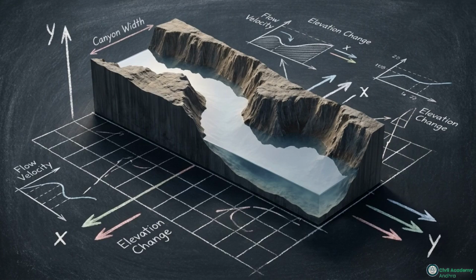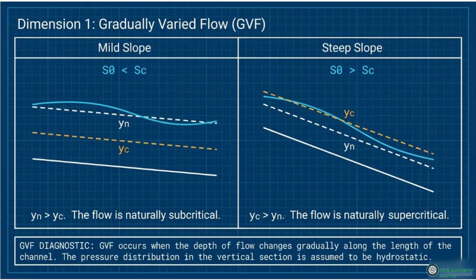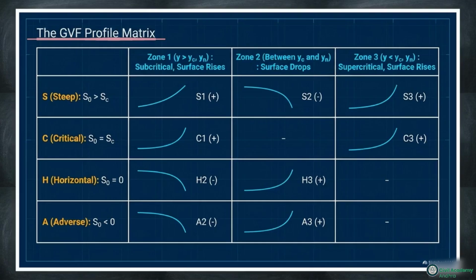The depth changes slowly over long distances, while the pressure distribution remains hydrostatic. This comparison highlights the core diagnostic question: is the bed slope, S0, greater than or less than the critical slope, SC? That relationship dictates whether the natural normal flow, YN, sits above or below the critical depth, YC, establishing subcritical or supercritical conditions. The GVF profile matrix categorizes surface behavior into 3 depth zones. These zones are determined by the specific energy curve of the system.